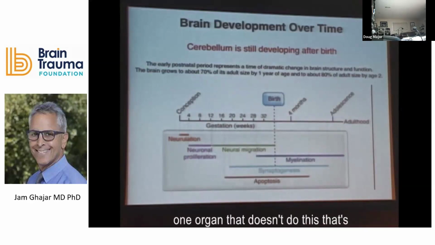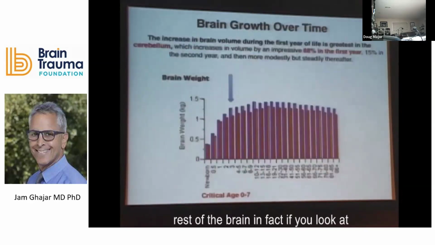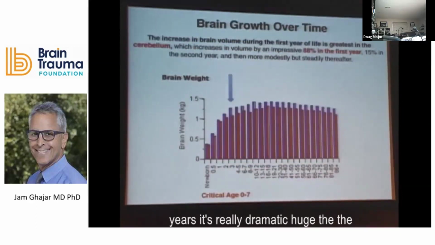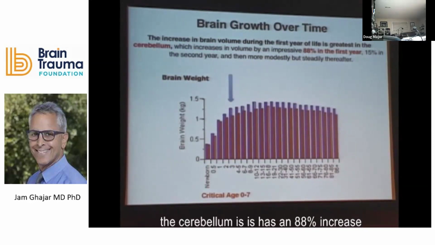But there's one organ that doesn't do this, and it's the cerebellum. It develops in the first few years, so it's very different from the rest of the brain. In fact, if you look at brain growth over the first couple of years, it's really dramatic. Huge. The blue is boys, and the red is girls. Of course, girls exceed boys. Oh, that's another story. Okay, so the brain is growing here. It grows very rapidly, but the cerebellum has an 88% increase in the first year. So there is a tremendous increase in cerebellar size in the first year of life.